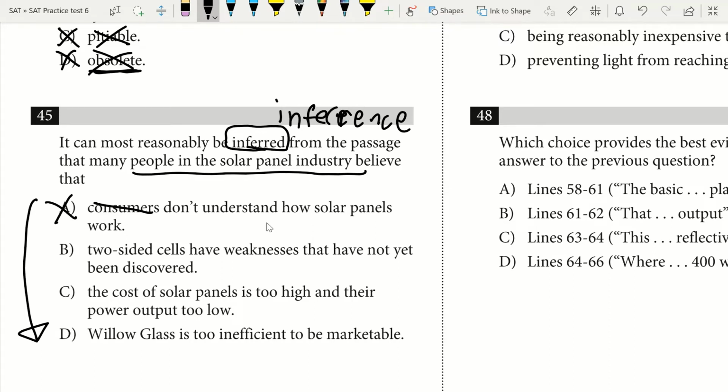B, two-sided cells have weaknesses that have not yet been discovered. Once again, we never make that claim. We are actually arguing for the advancement of these two-sided cells because we say that they're strong. We don't mention any weaknesses that haven't been discovered.